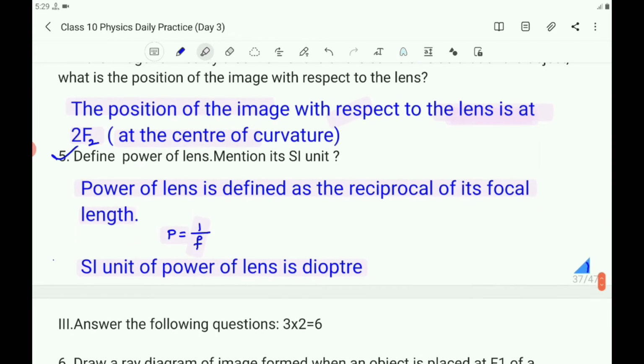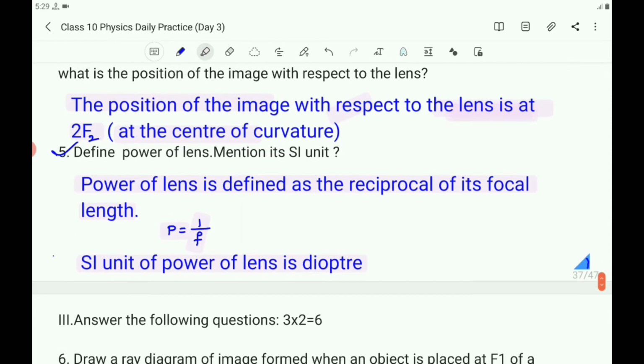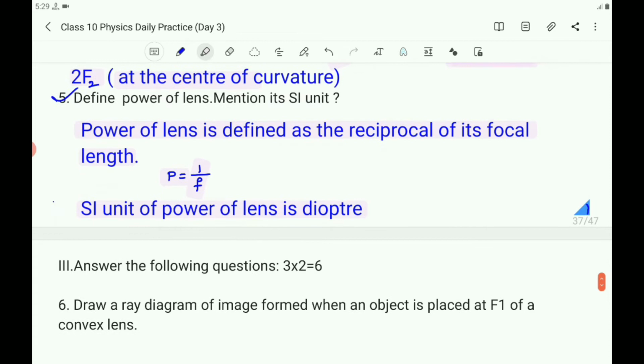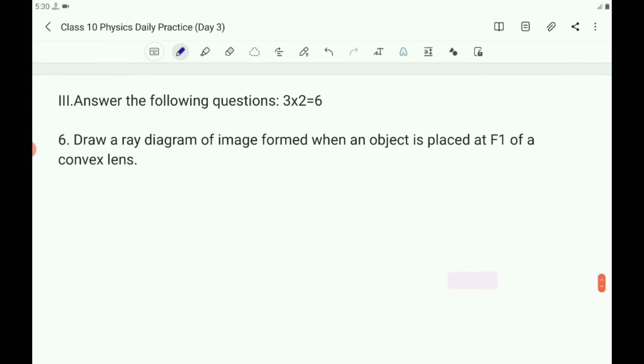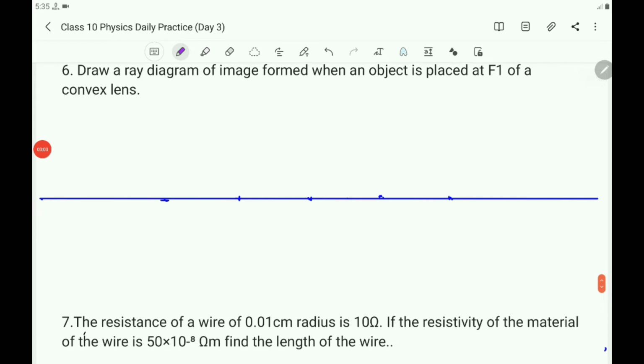Next, let us take the third mark question, that is the sixth question. Draw a ray diagram of the image formed when an object is placed at F1 of a convex lens. You know the method of drawing a ray diagram to show the formation of the image when the object is at different places from the lens. Now, let us draw the ray diagram. So, first what do you have to do? Children, what are the steps involved here?